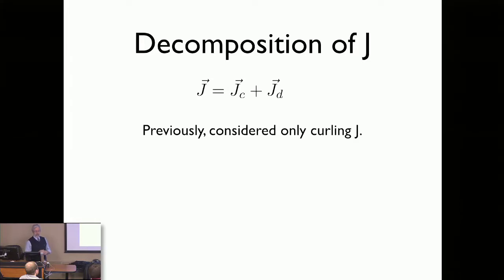Okay, so we can also decompose the current density. And previously we considered only J sub C. Remember we said the divergence of J was 0 before. And if you remember, the divergence of J is negative rho dot. If the current is diverging, then charge is building up somewhere. So we considered that divergence of J was 0, so there was no charge building up anywhere.